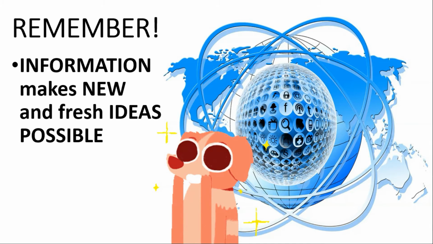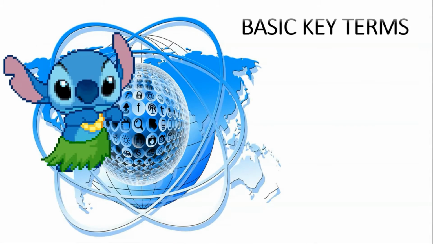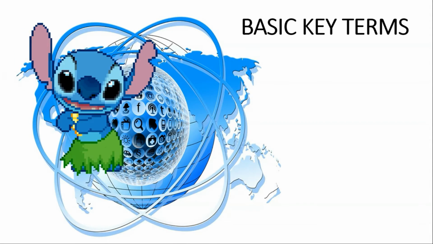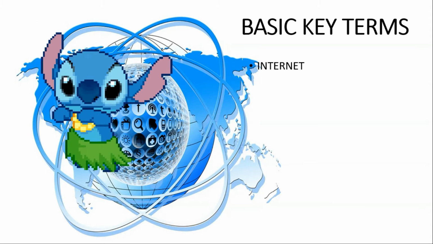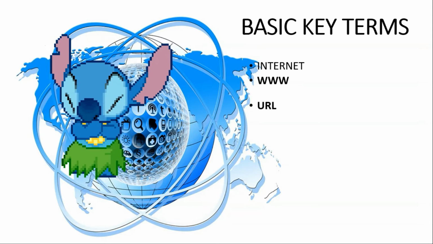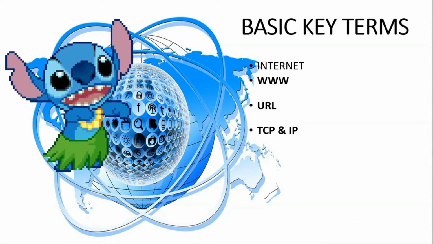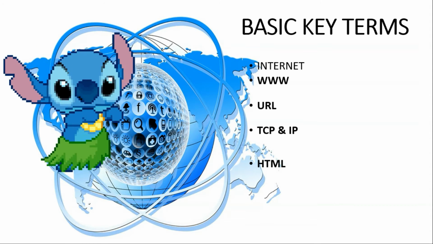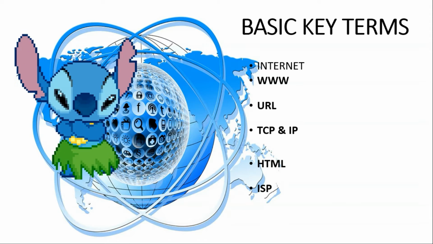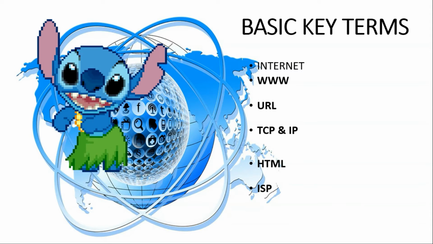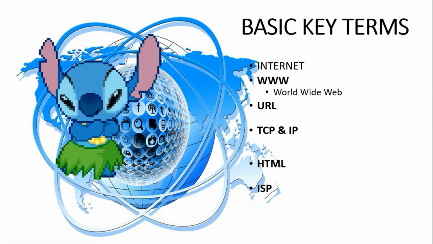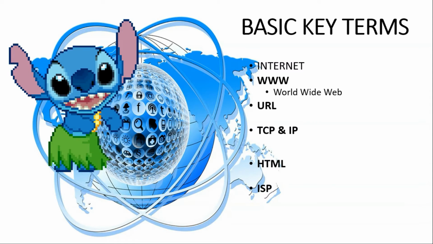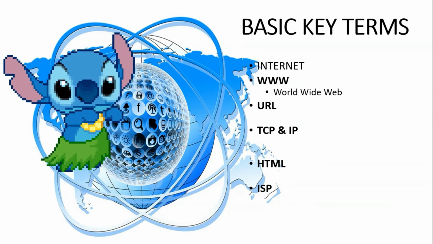So let's proceed to our first learning outcome, which is the basic key terms used by the internet. So what are these basic key terms? We have the www, your URL, your TCP and IP, your HTML, and your ISP. Let's start with your www. Your www stands for World Wide Web. Your World Wide Web is a wide information system where documents are stored.